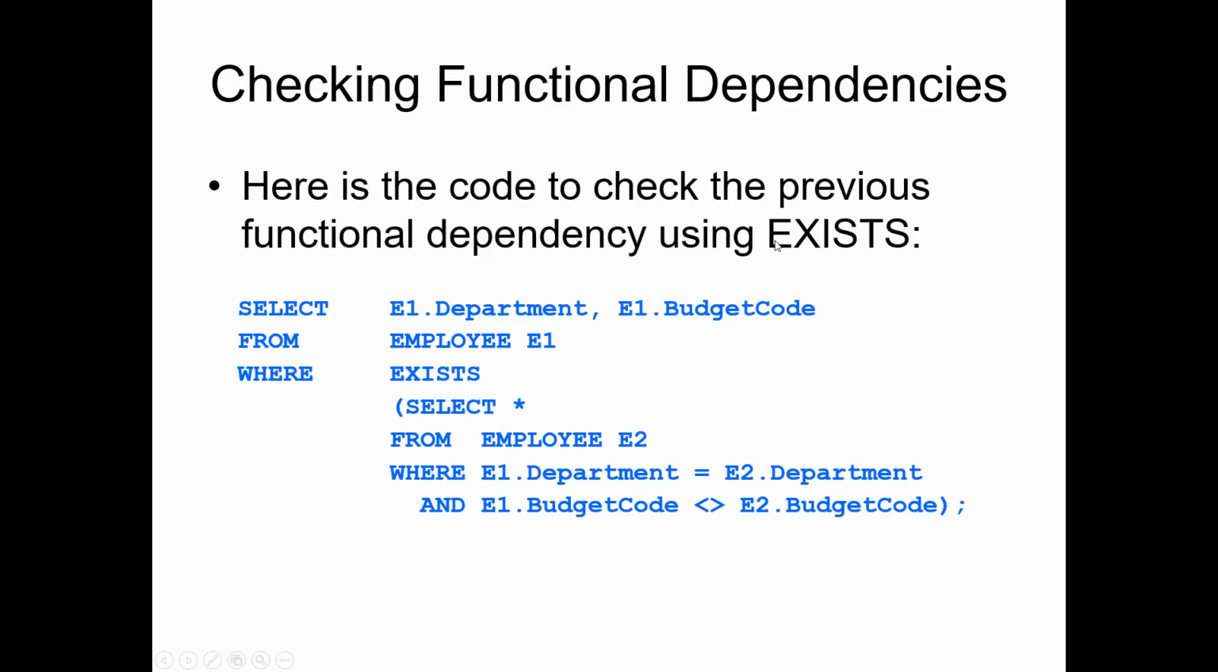If we go back to the example of functional dependencies, we can use EXISTS subquery to check that no two departments have the same budget code, as shown in the SQL code here. And you can see that we used EXISTS to check for the department and budget code.